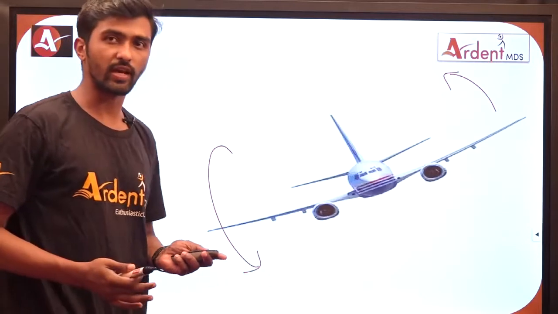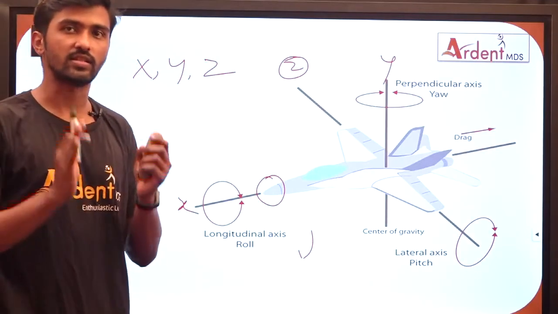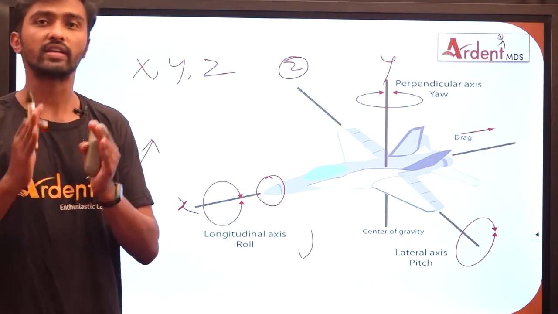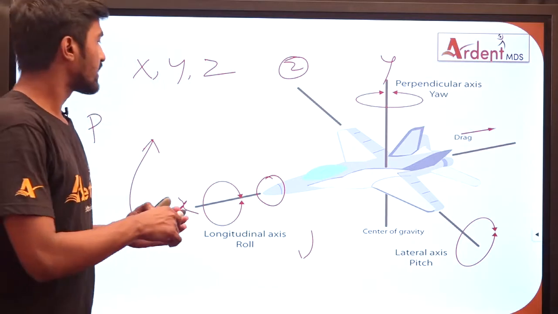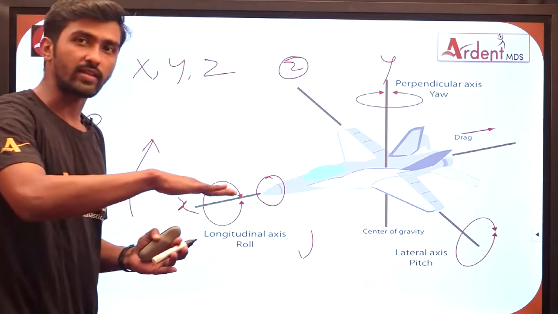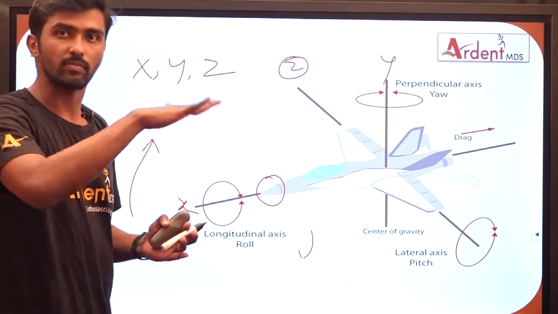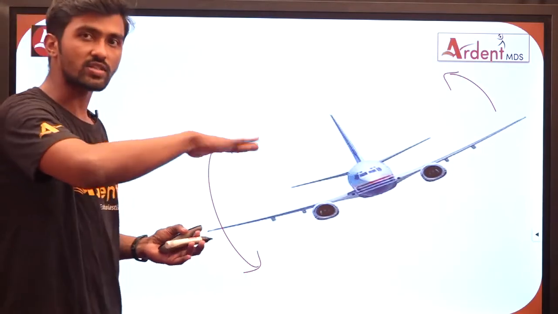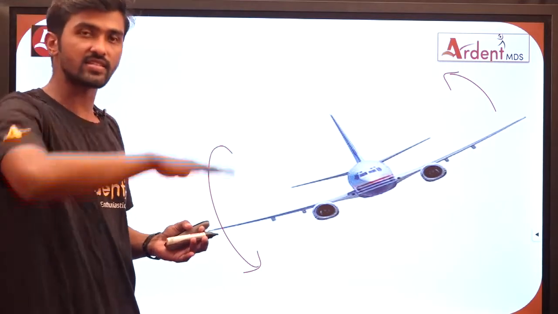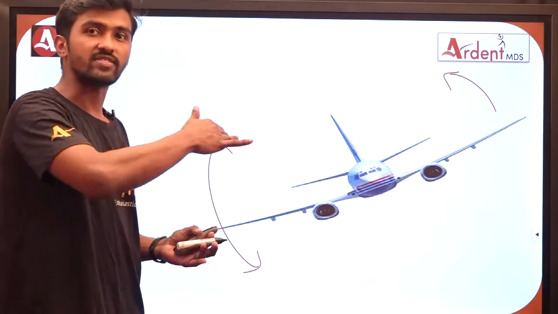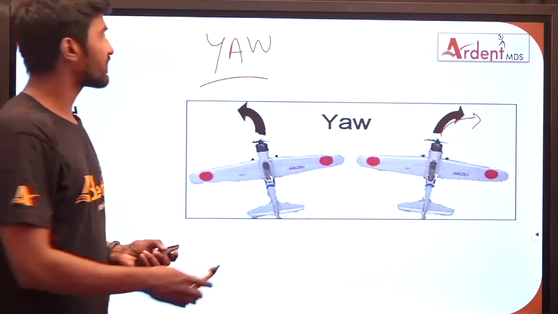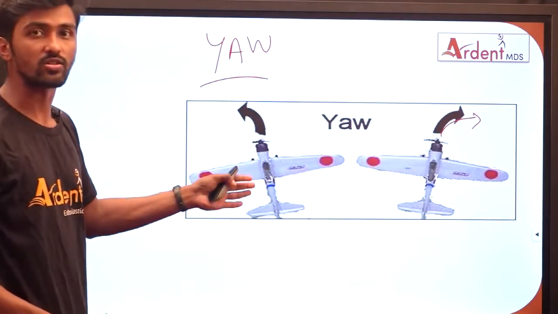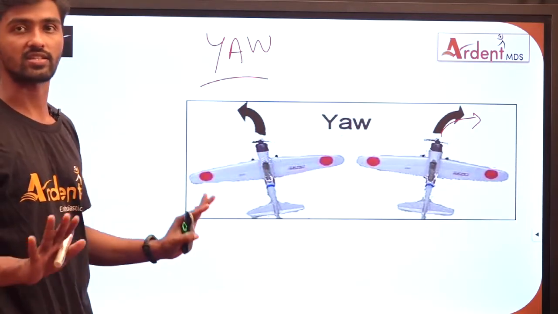Just a quick recap, we have 3 terminologies, that is pitch, roll and yaw. Pitch is nothing but taking the nose of the airplane either upwards or downwards. Roll is nothing but changing the course of direction by tilting the wings to the right side or left side. And this is called yaw. This is also one of the ways of changing the direction.